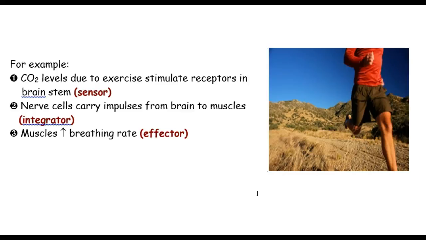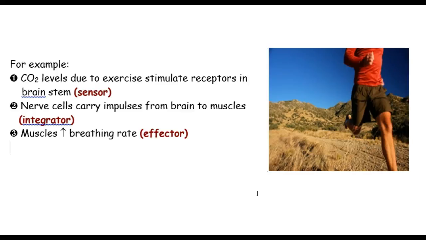Right? So the CO2 levels that are increasing during exercise are going to stimulate receptors in your brain stem. Now, as a result of that, those receptors in your brain stem, they're nerve cells, and they're going to carry impulses from that part of your brain to your muscles. So your nerve cells are acting as integrators or coordinators in a sense. And so as a result of that, the muscles of your diaphragm specifically are going to stimulate an increase in your breathing rate, right?